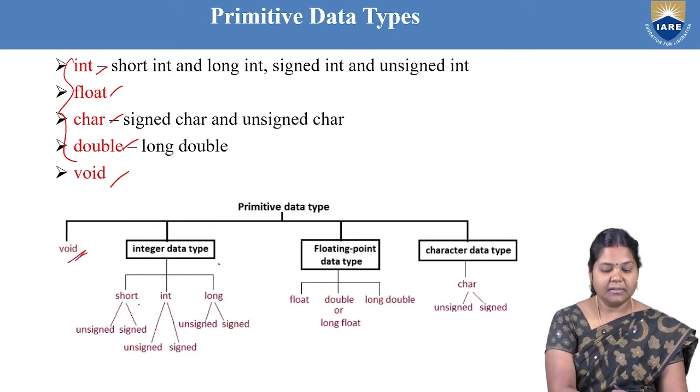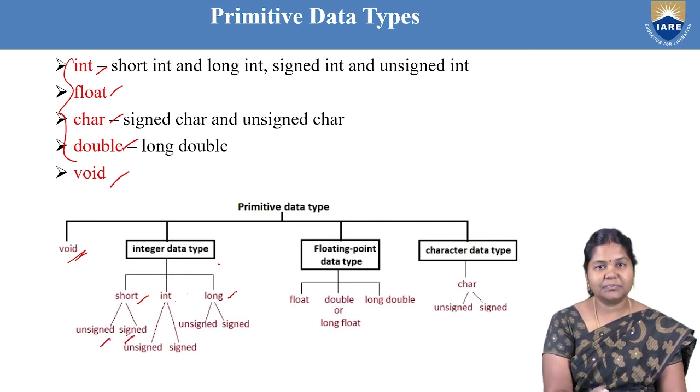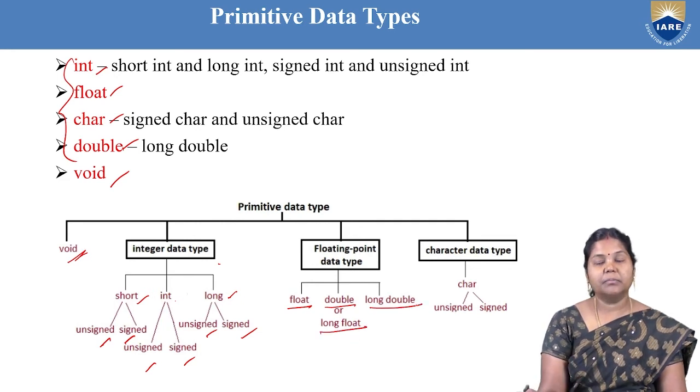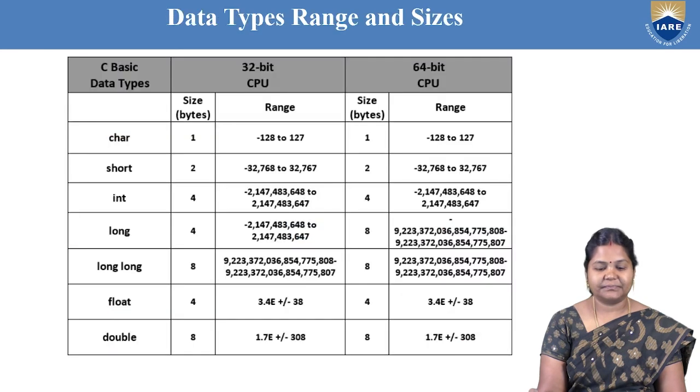Under integer you have short integer, normal integer, and long integer. Again, each type is signed or unsigned depending upon the nature of the data, whether it is positive or negative. Then under floating point, you have simple float. Then if your memory requirements are more or you need higher precision, you can go for double or long double. Then under character, again signed character and unsigned character.